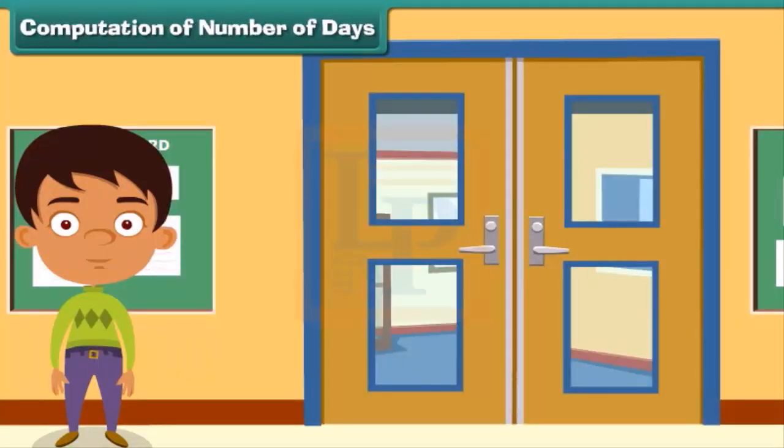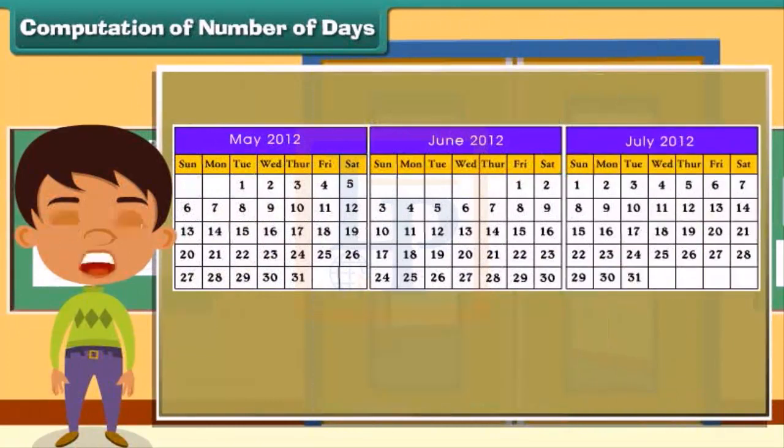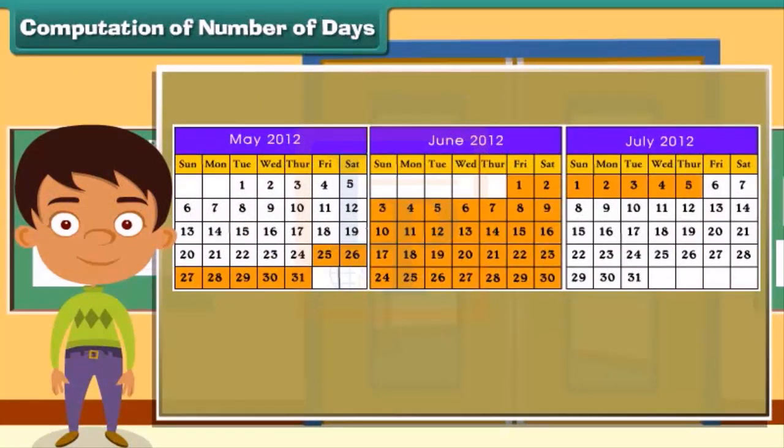Computation of number of days. Let's solve a problem involving computation of days. Akshat's school announced summer vacation from 25th May 2012 to 5th July 2012. How many days of summer vacation did Akshat get?